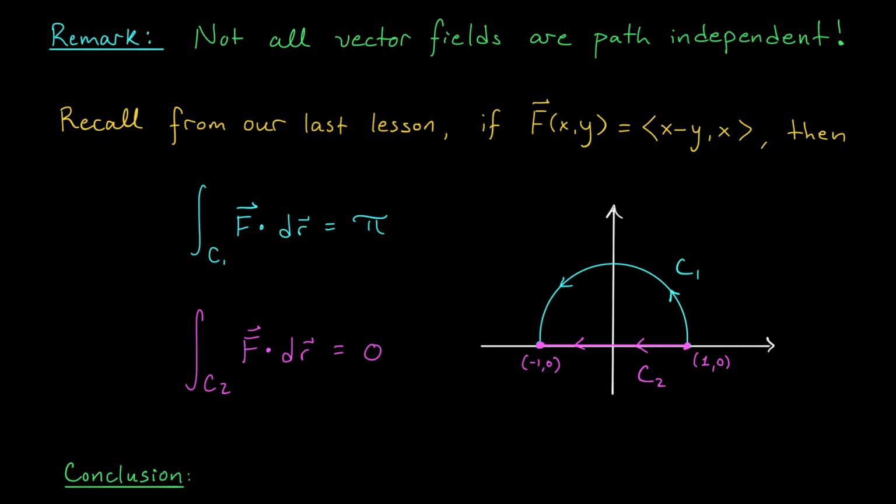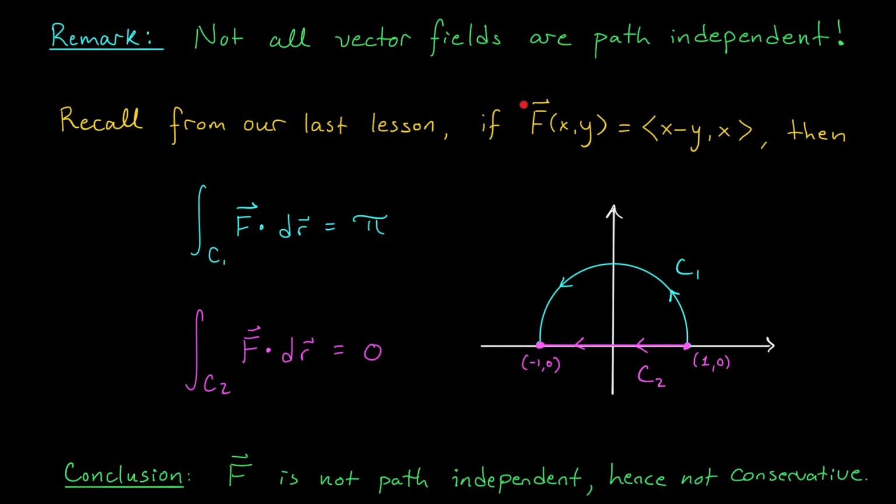This actually tells us some interesting information. We have to conclude that our vector field F is not path independent. We have two paths from (1, 0) to (minus 1, 0) with different values for their line integrals. But if F is not path independent, then it's also not conservative. On the last slide, we saw all conservative vector fields are path independent. So therefore, capital F is not the gradient field of some function little f. Pretty neat, huh?